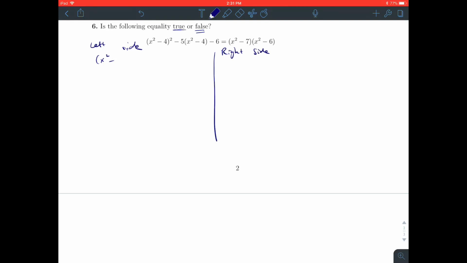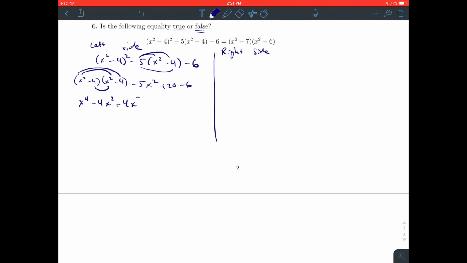So starting with the left side, we've got x squared minus 4 squared minus 5 times x squared minus 4 minus 6. When we square something, it means that thing times itself. For this one, we're going to be distributing the minus 5. That gives us negative 5x squared. That gives us plus 20 minus 6. X squared times x squared, we add the exponents. X squared times negative 4 is negative 4x squared. Negative 4 times x squared is negative 4x squared. Negative 4 times negative 4 is positive 16. Minus 5x squared from here. 20 minus 6, combining like terms, that gives us 14.